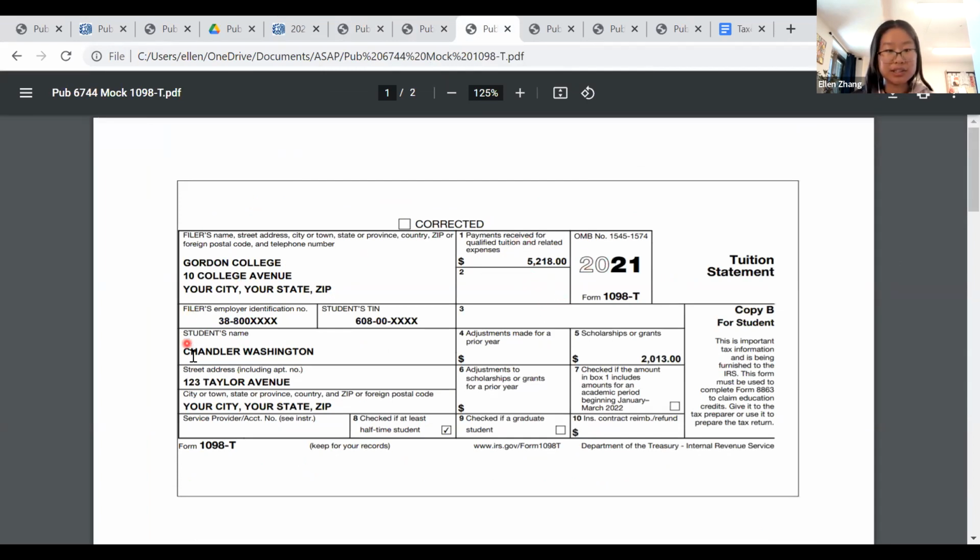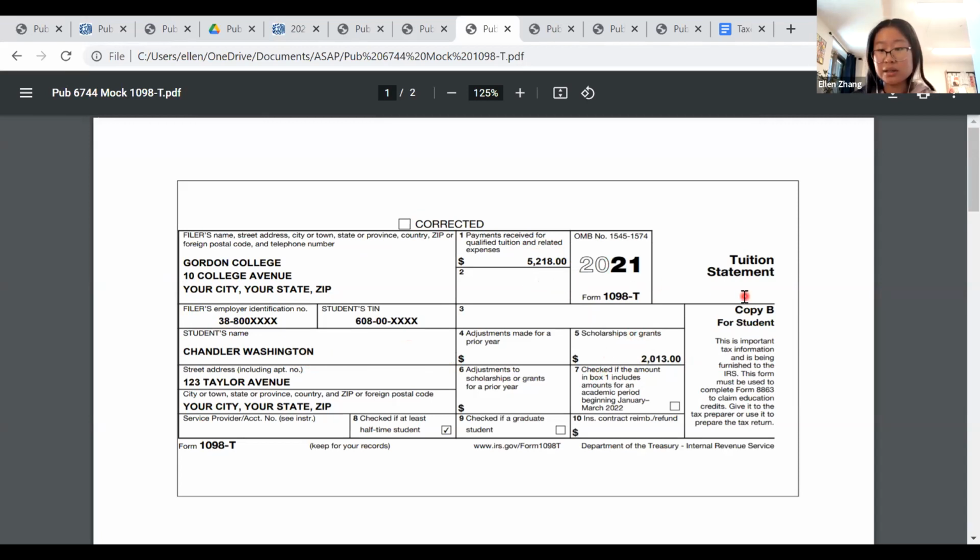So this person, let's see, Chandler Washington. This is a mock 1098T. Chandler Washington is not a real person, but he paid around $5,000 in qualified tuition and related expenses. But to calculate his qualified educational expenses, we have to take this amount and subtract scholarships and grants from that. So your scholarships and grants will decrease your qualified educational expenses.